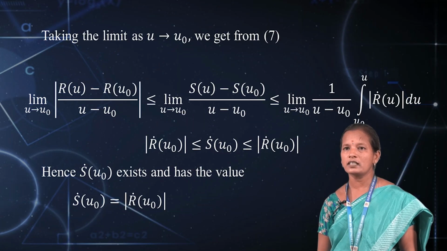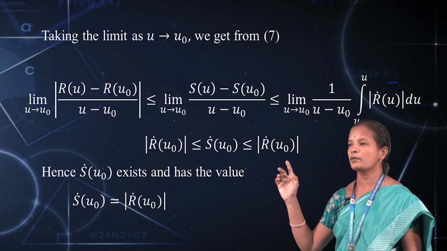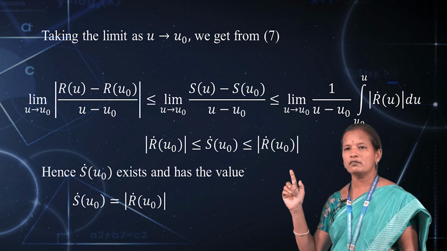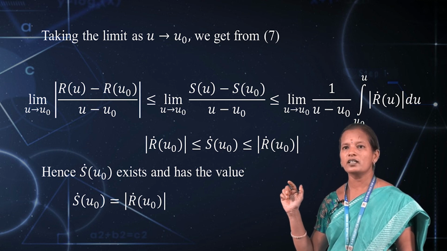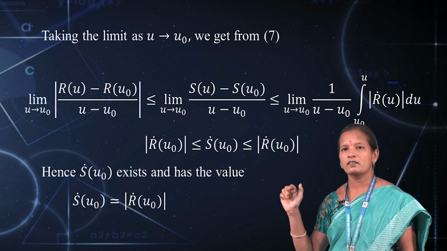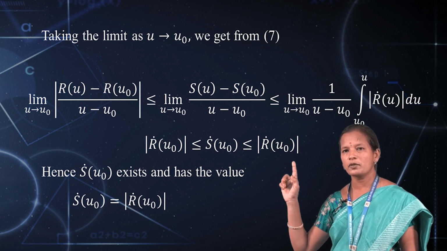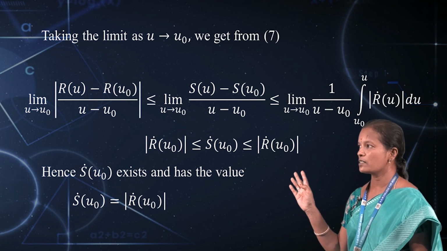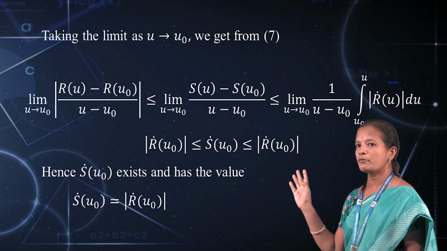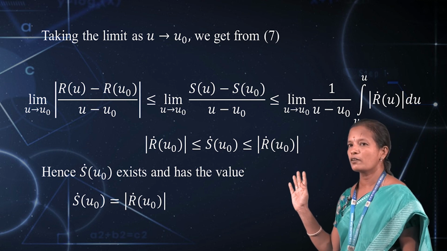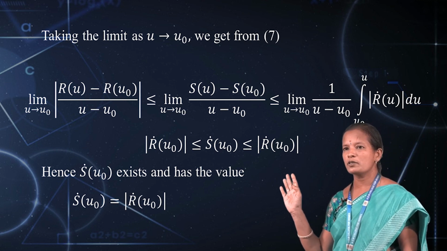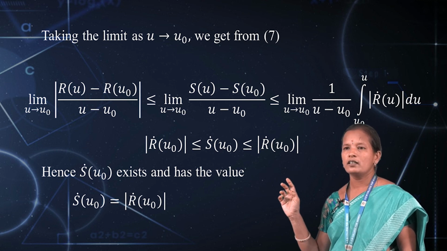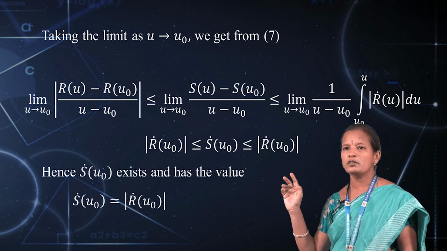Next, taking the limit as u tends to u naught, equation 7 from the previous one. Taking the limit as u tends to u naught in the 3 inequalities, we get the limit as u tends to u naught of modulus of r of u minus r of u naught divided by u minus u naught, which is less than or equal to the limit as u tends to u naught of S of u minus S of u naught by u minus u naught, that is less than or equal to the limit of 1 by u minus u naught into the integral of modulus of r dot of u into du, the integral from u naught to u.